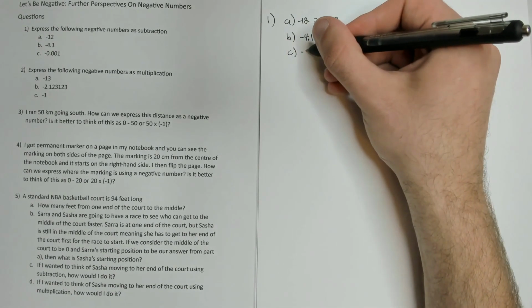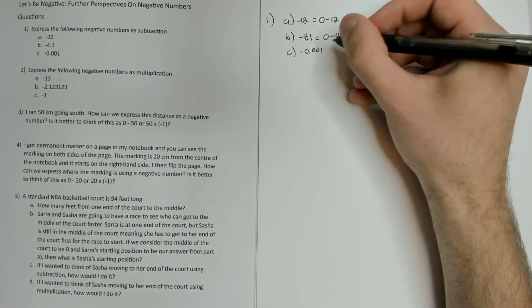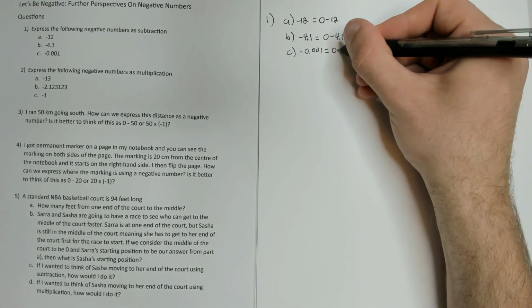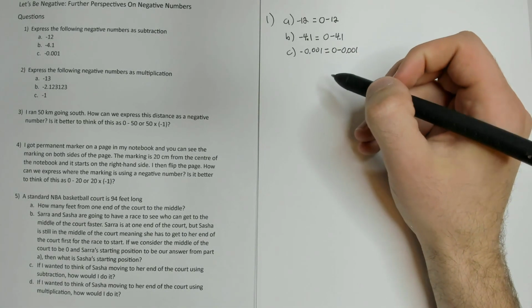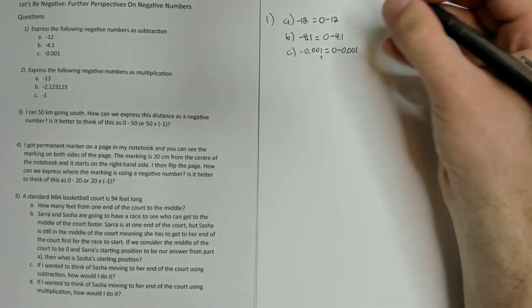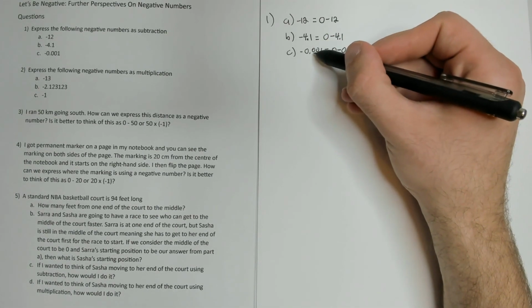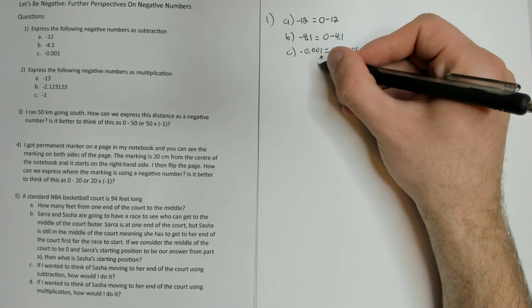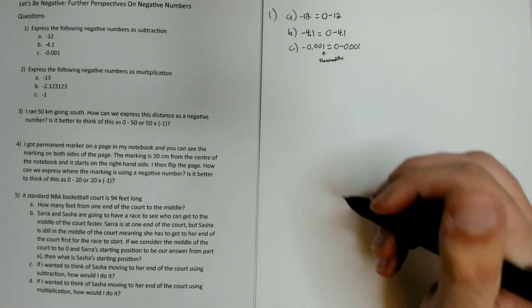And you're a master at this by now, I'm sure, but negative 0.001, that is the same thing as 0 minus 0.001. And just as a little review, do you remember what this place is called from your math classes in school? Well, this is the tenths place, hundredths place, so this has to be the thousandths place. So that's a little review for you.